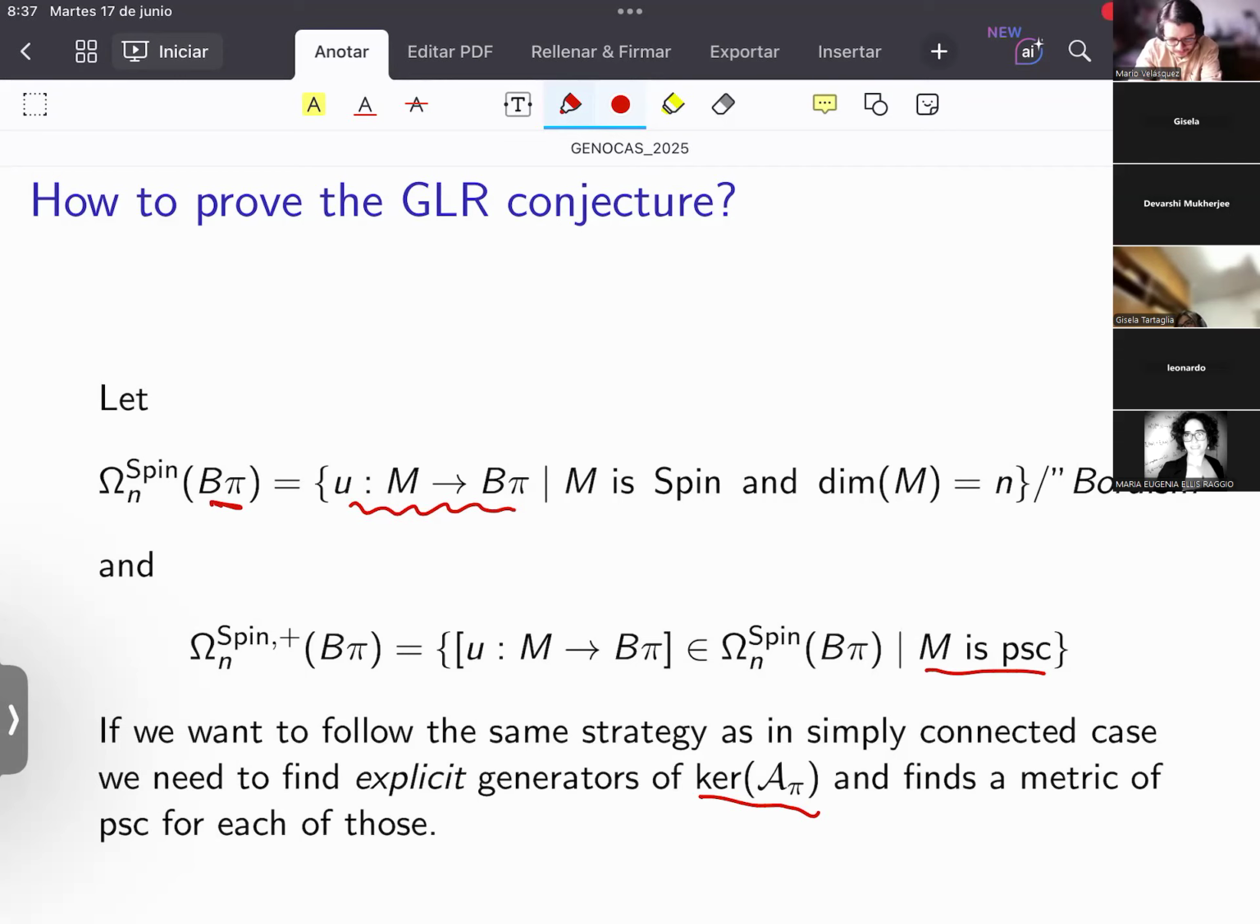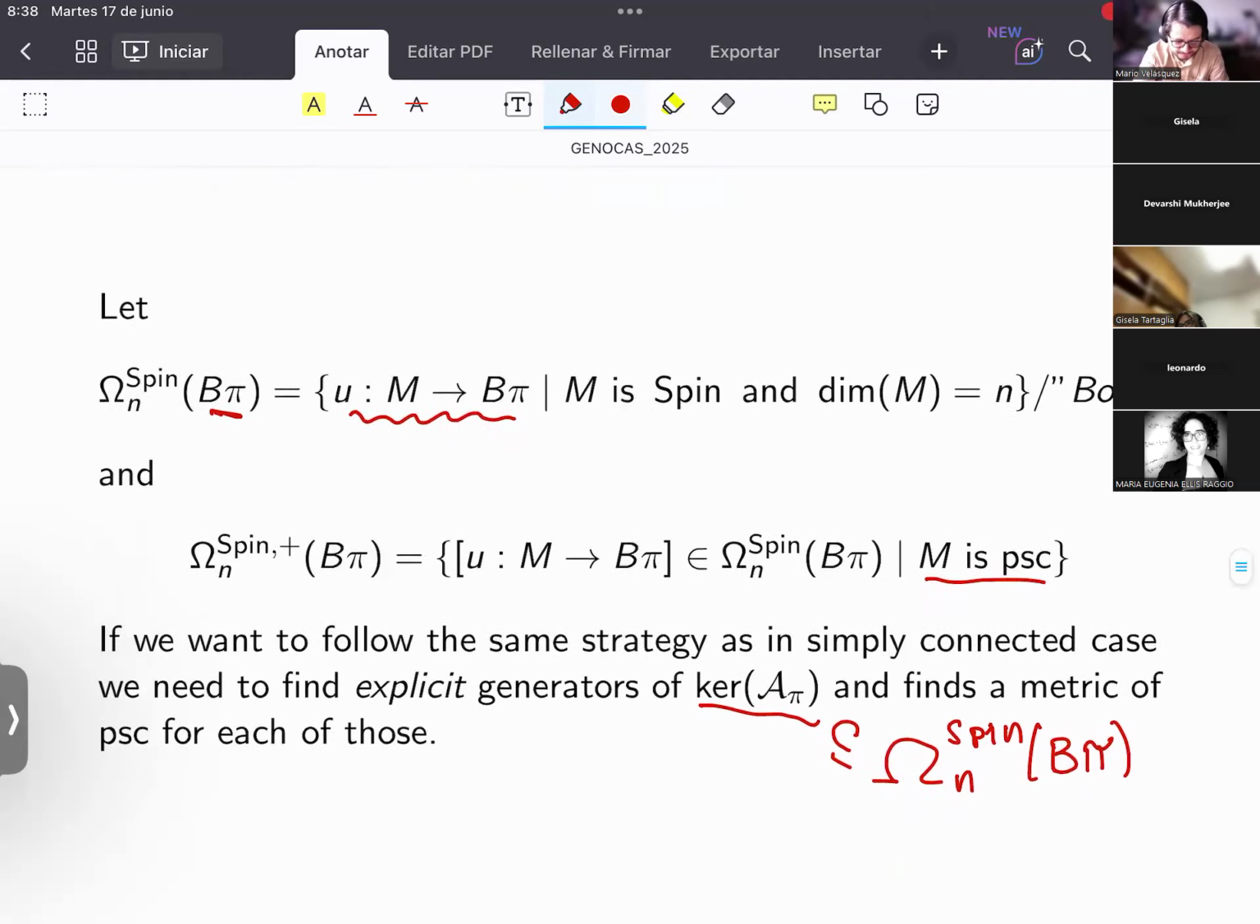Take an explicit generator of the kernel of the A-hat genus as a subset of the spin bordism group, and for every generator, try to define a metric of positive scalar curvature. That is the idea. But unfortunately, this idea will not work.